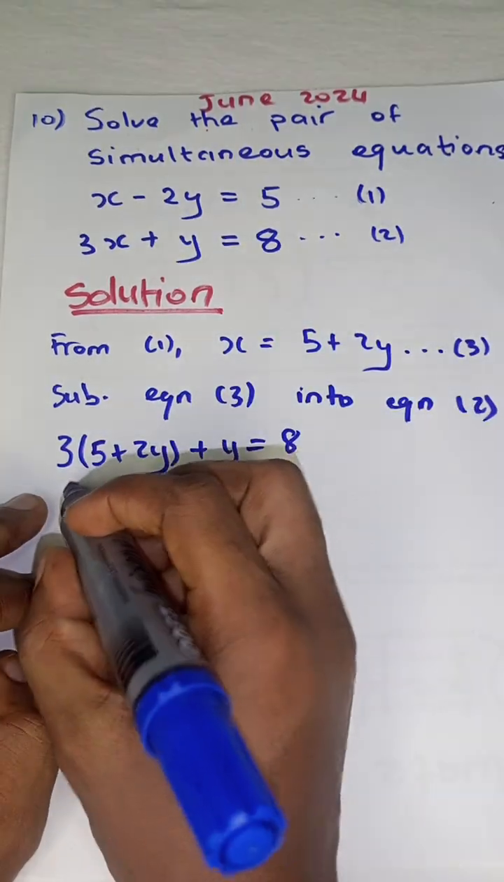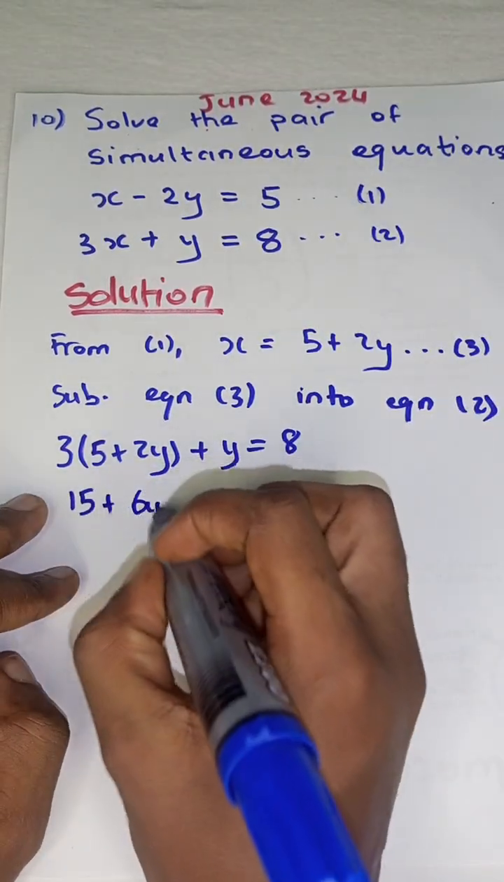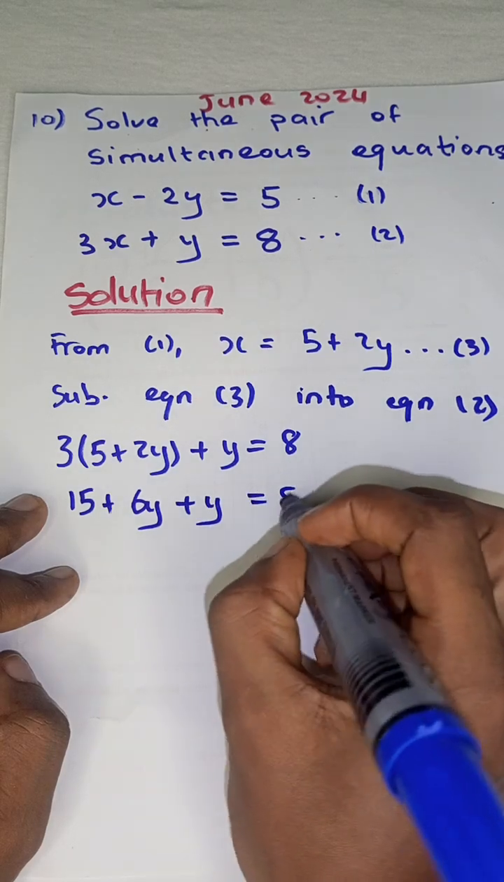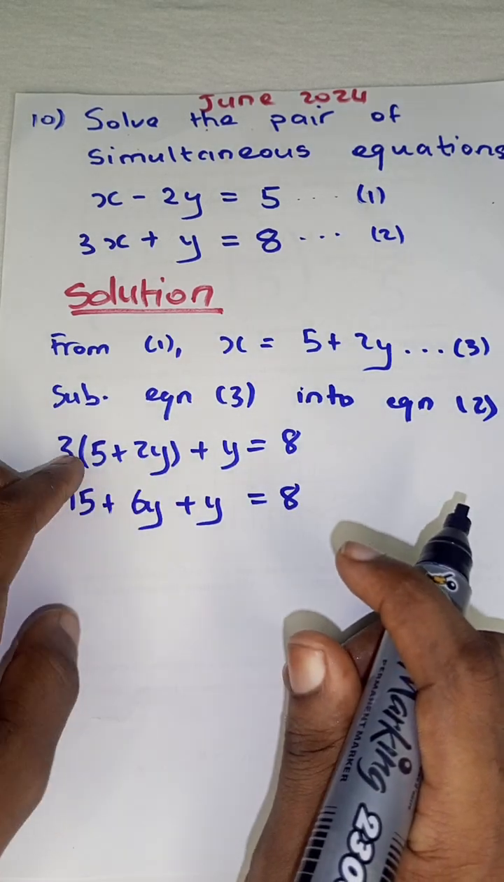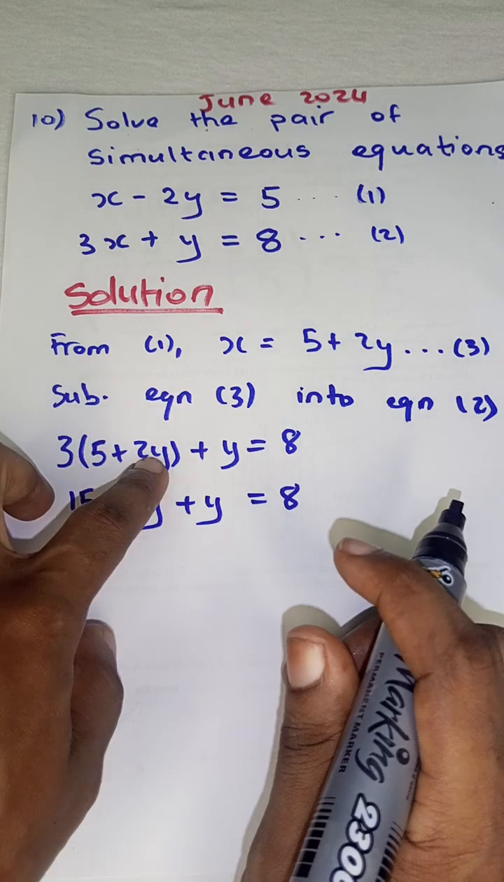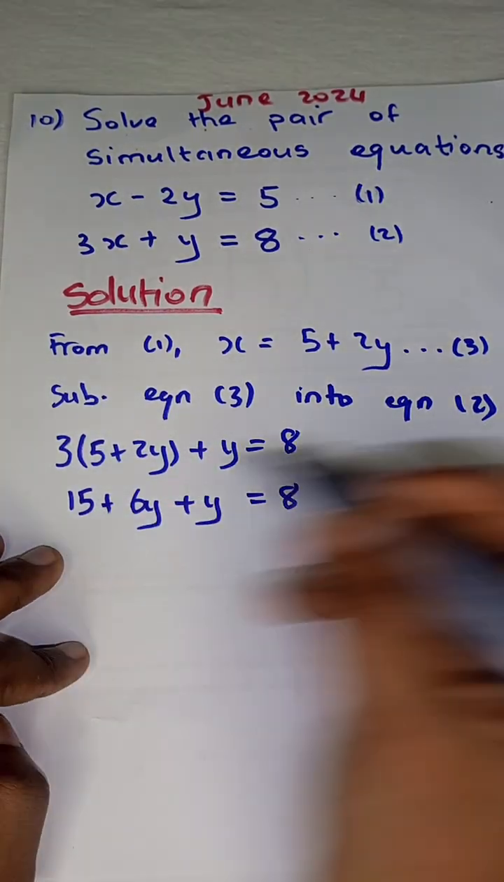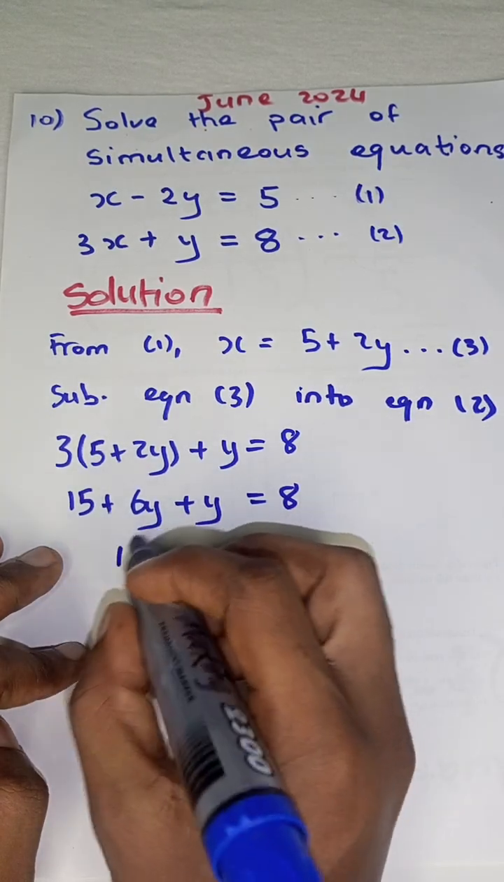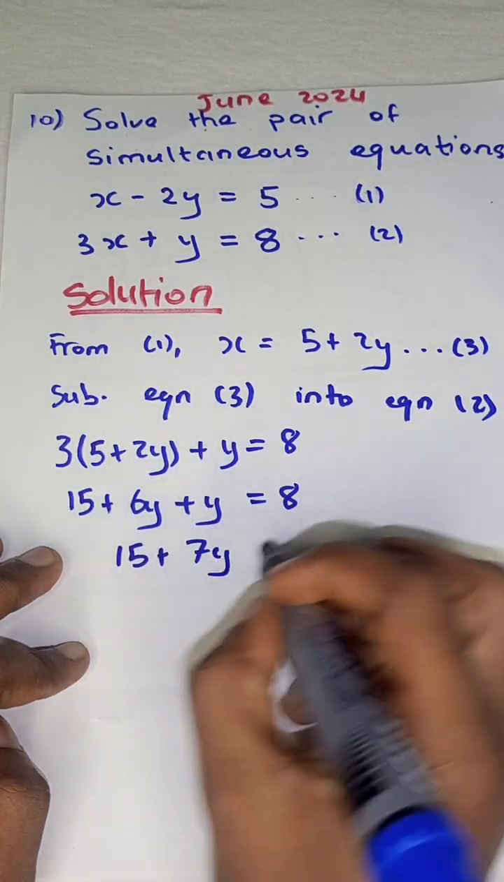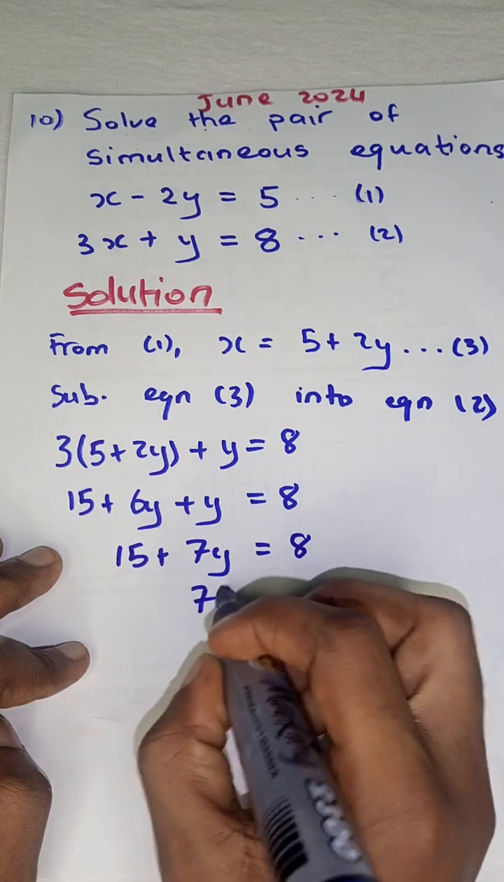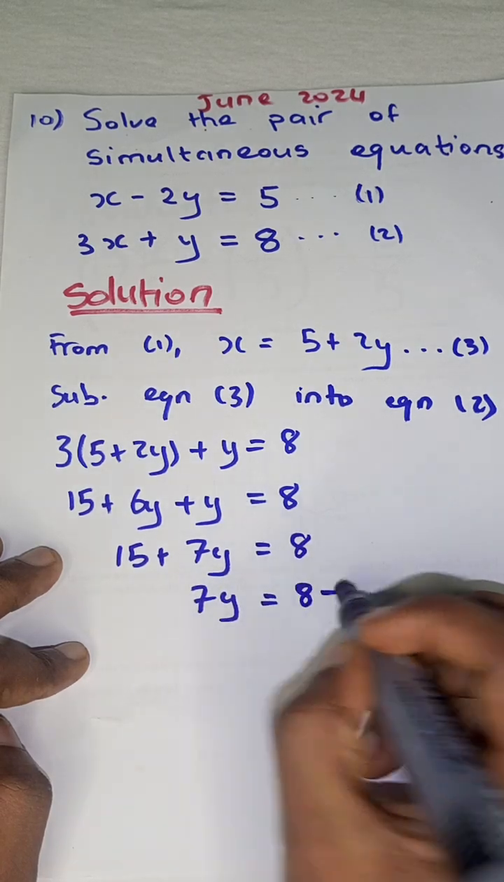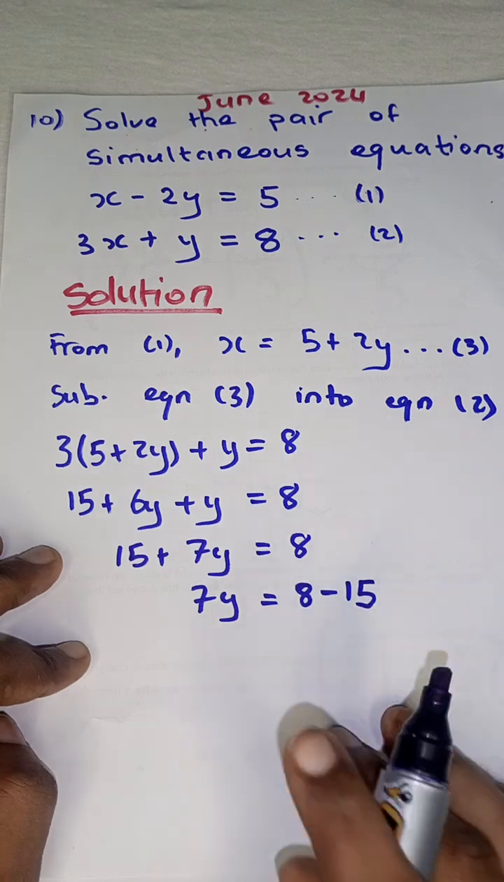So simplifying this, we are going to have 15 plus 6y plus y is equal to 8. So I've opened up the bracket. 3 times 5 is 15, 3 times 2y is 6y, and then plus y equal 8. And we are going to obtain 15 plus 7y is equal to 8. 7y is equal to 8 minus 15.